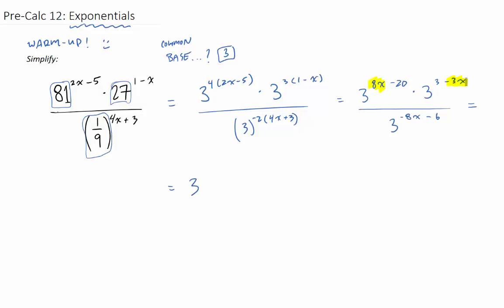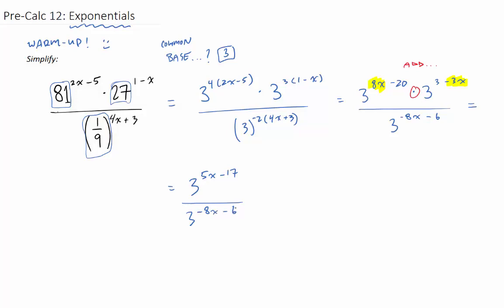So on the top there, the 8x and the negative 3x, I'm going to essentially collect like terms. I'm adding because I'm actually multiplying here. So 8x and negative 3x makes 5x, and then negative 20 and 3 adds up to negative 17.